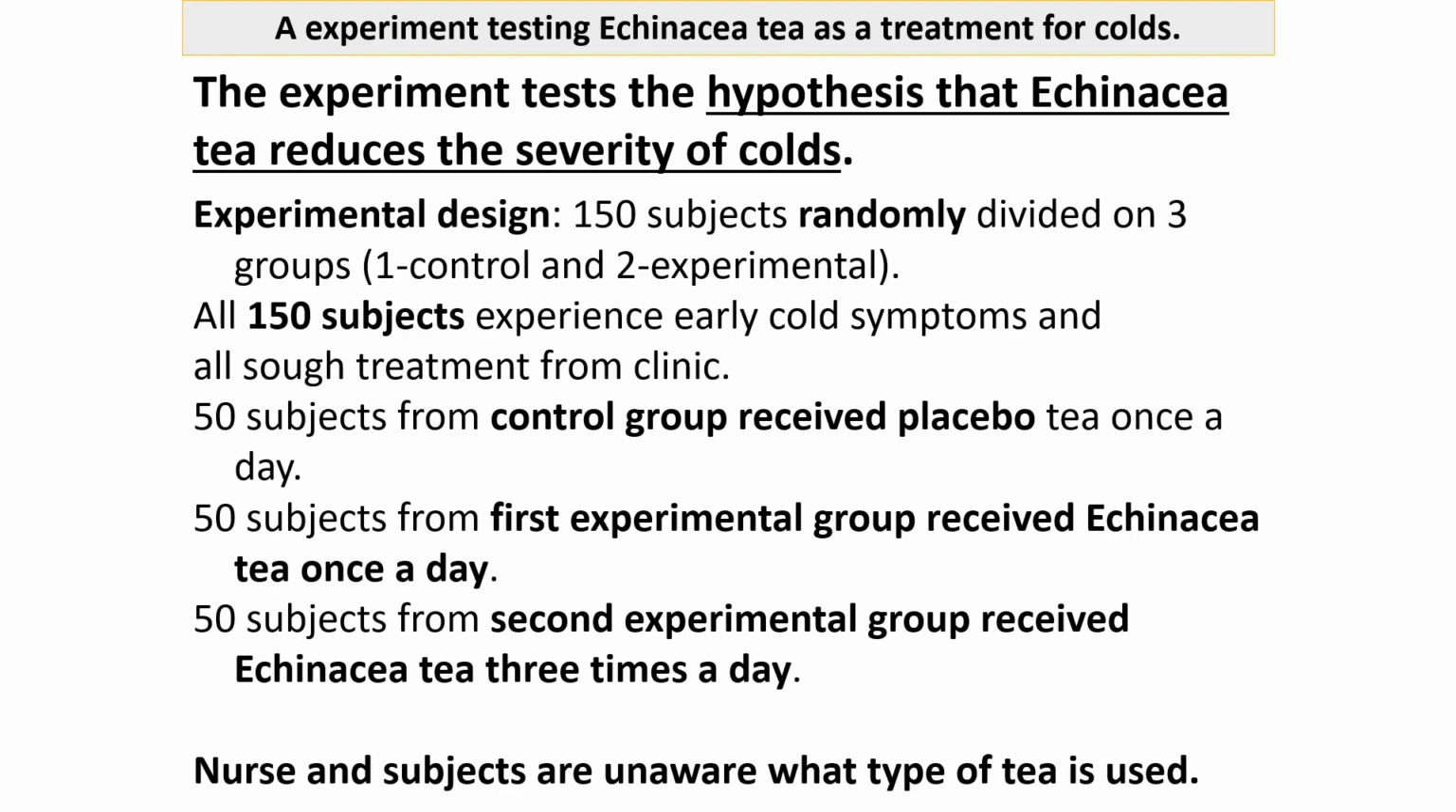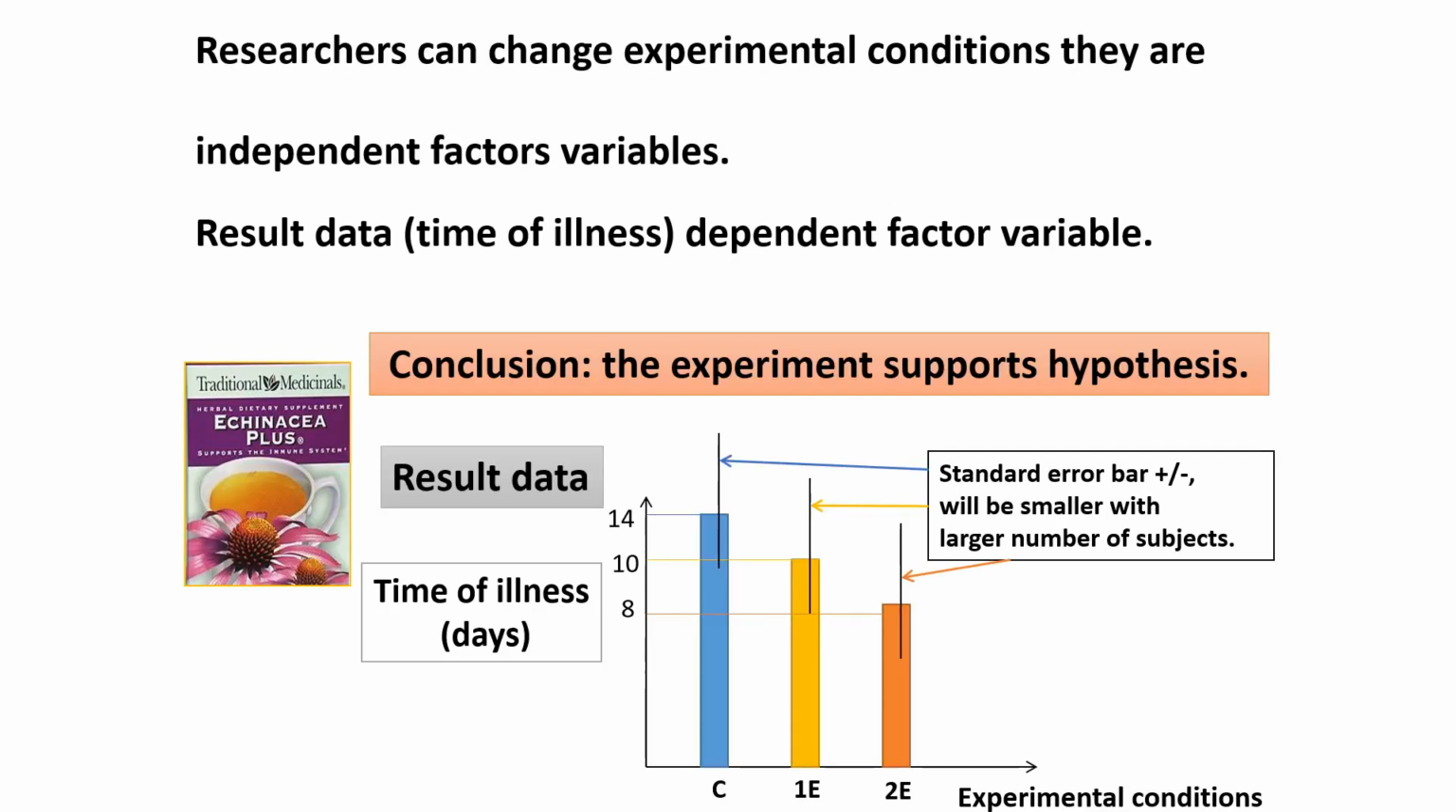Nurses and subjects are unaware of what type of tea is used. Researchers can change the experimental conditions. They are the independent factors, or variables. The result data, the time of the illness, are the dependent factors or variables.